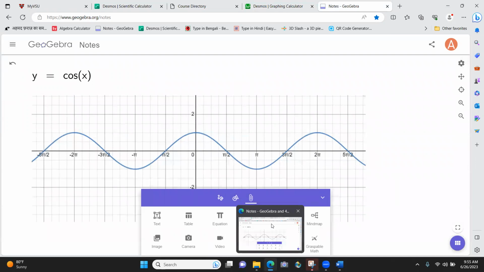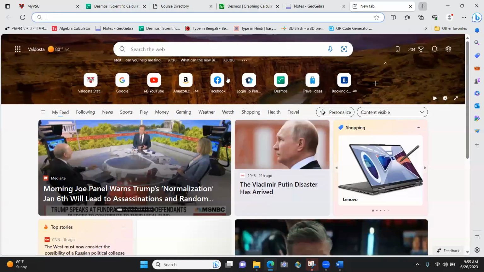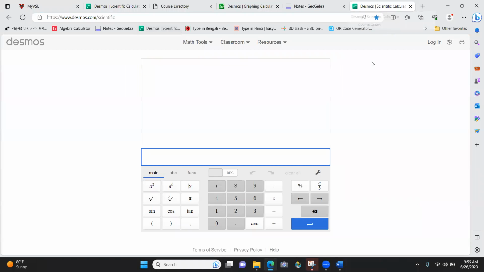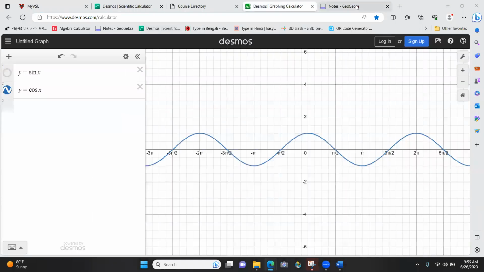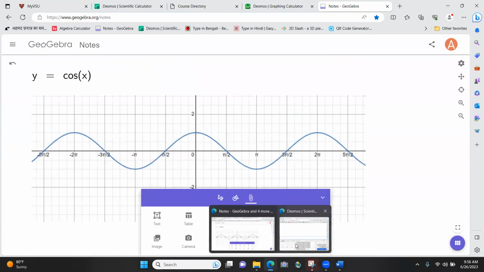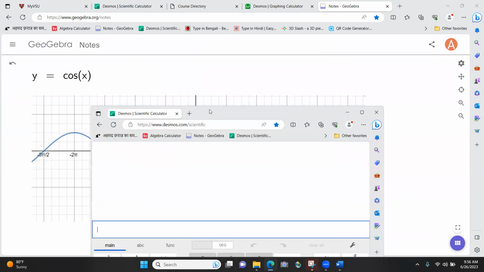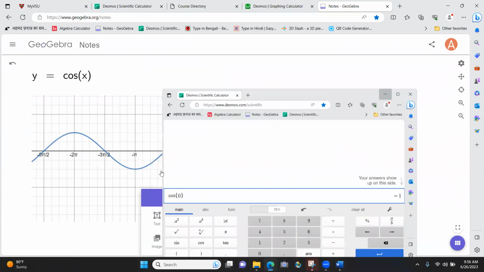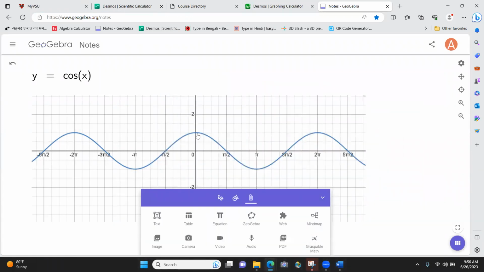So let's see. I know it's correct. I've used this software. It's a good software. So let's see what cosine of 0 is. Sorry, guys. Everything is in radian. It's 1. And hence this point, cosine of 0 is 1.